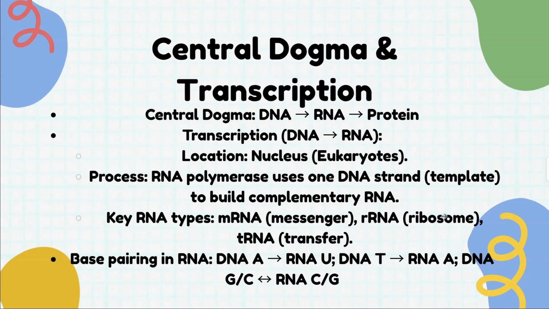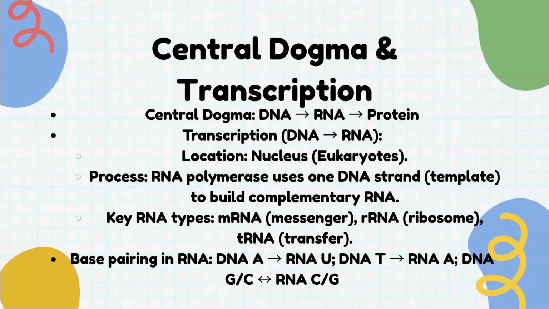The central dogma and transcription. The central dogma of biology is DNA turns to RNA, which goes to proteins. Transcription is how you go from DNA to RNA. It happens in the nucleus in eukaryotes. The process is RNA polymerase uses one DNA strand to build complementary RNA. The key RNA types are mRNA, messenger, rRNA, ribosome, and tRNA, transfer.